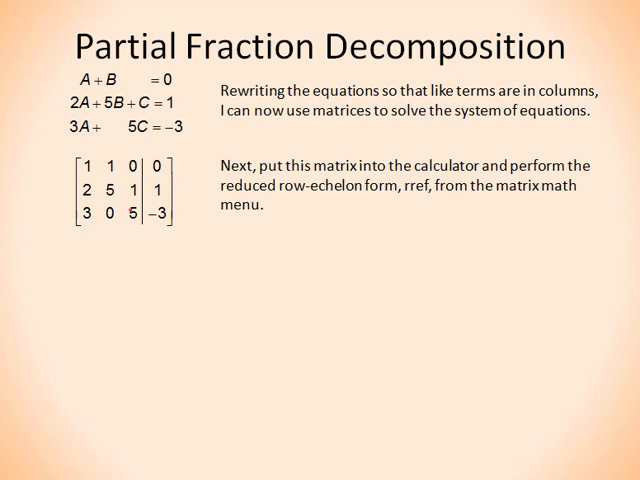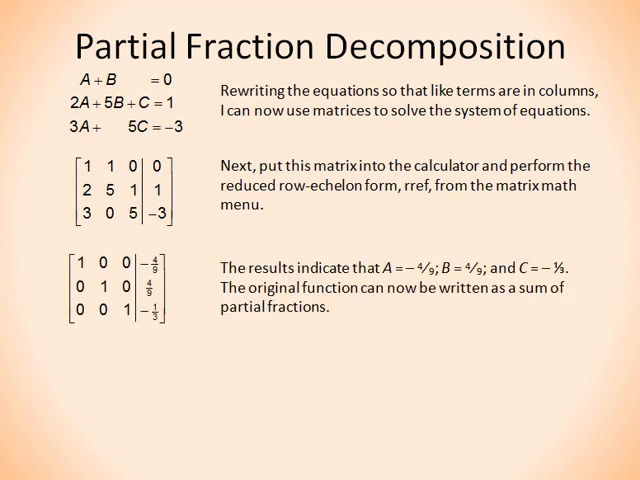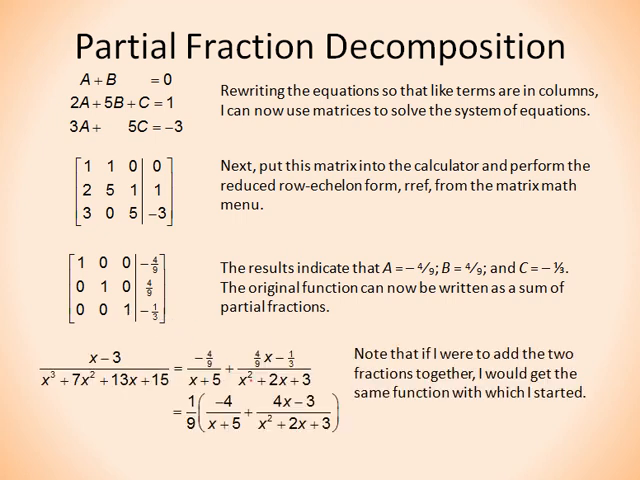So I can make my matrix, plug this into my calculator, use the reduced row echelon form on my matrix math menu on my calculator, and I can see that A is equal to negative 4/9, B is equal to positive 4/9, and C is equal to negative 1/3. And now I can write my original rational function as this partial fraction decomposition. I can factor out a 1/9 out of both of these terms and make it look a little bit simpler. If I were to add these two fractions together and multiply by this 1/9, I would get this function back again.